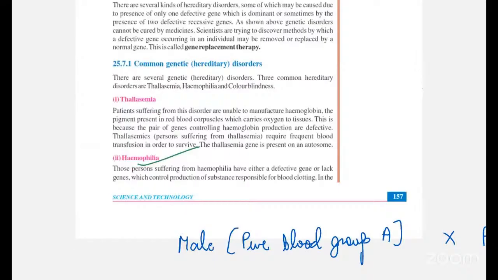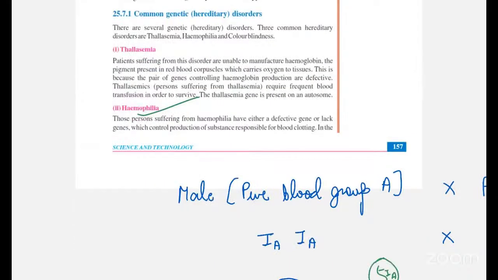Now we have hemophilia. So Jashram, can you read this?